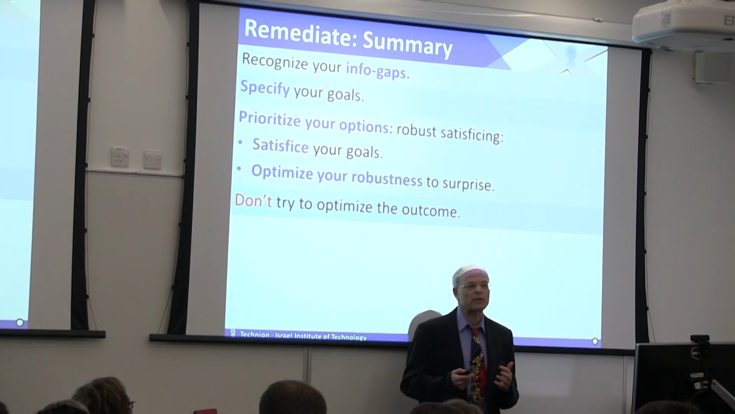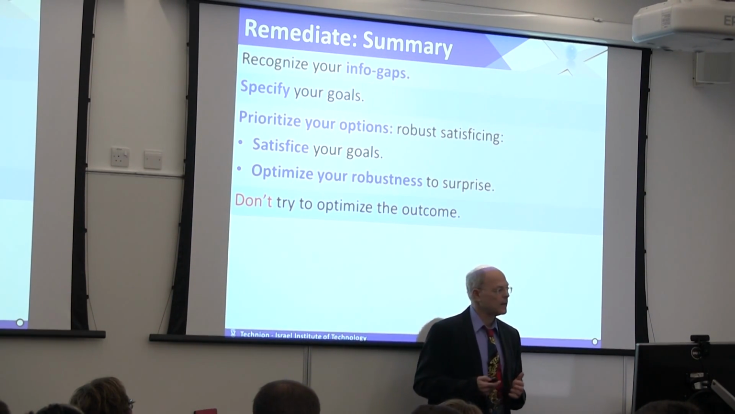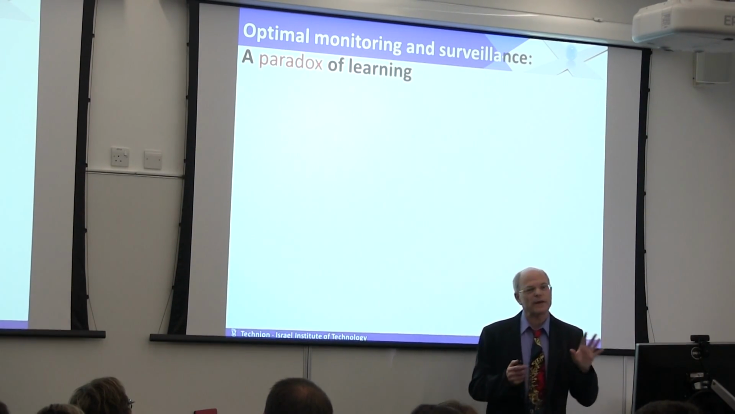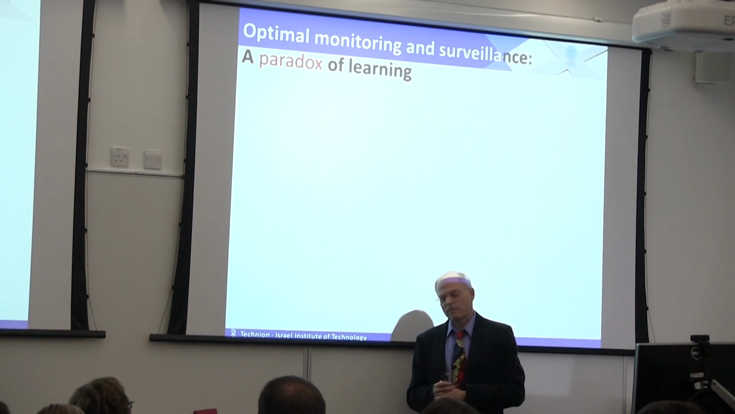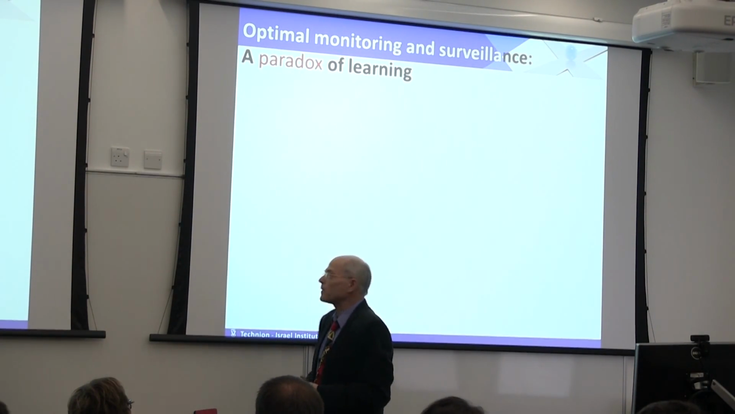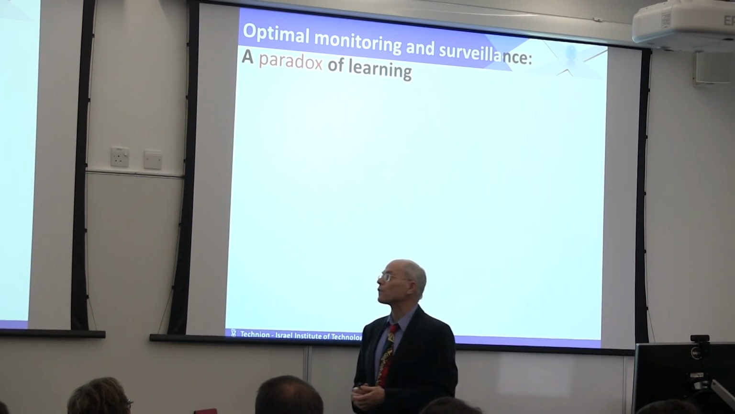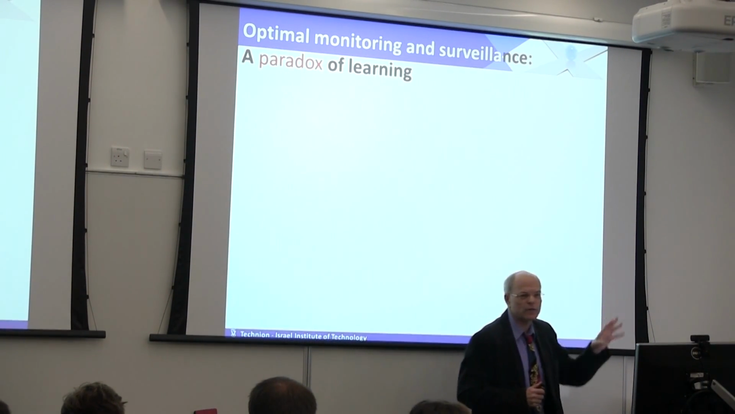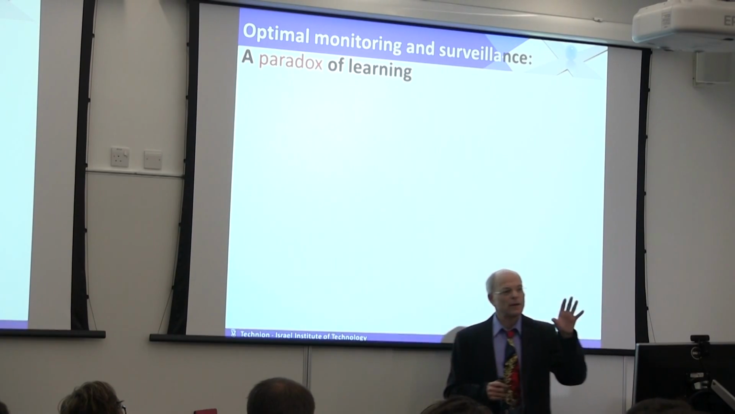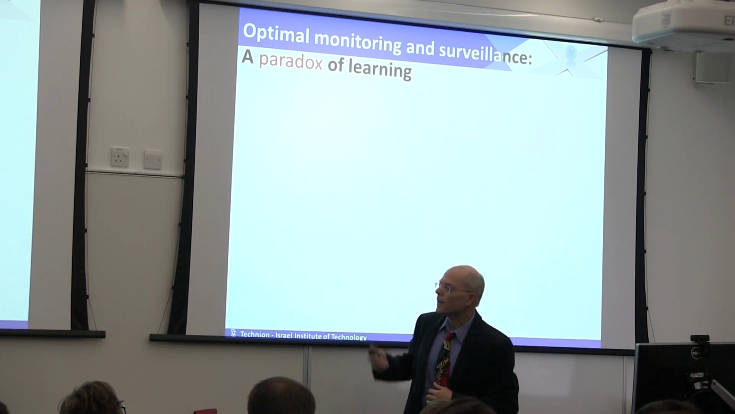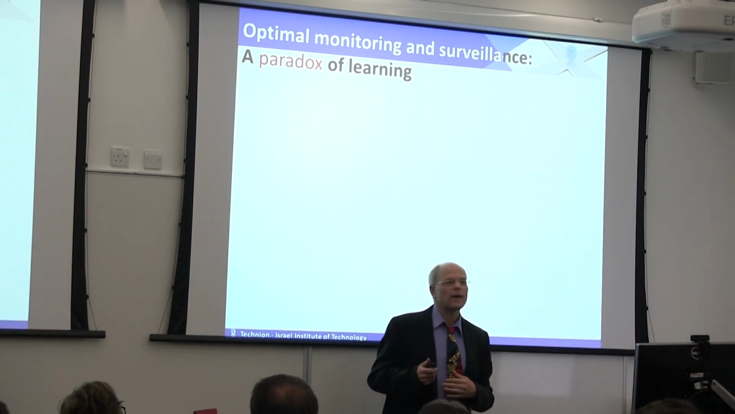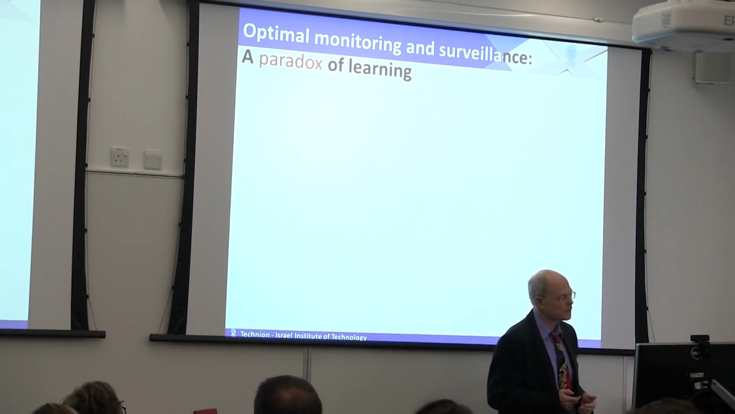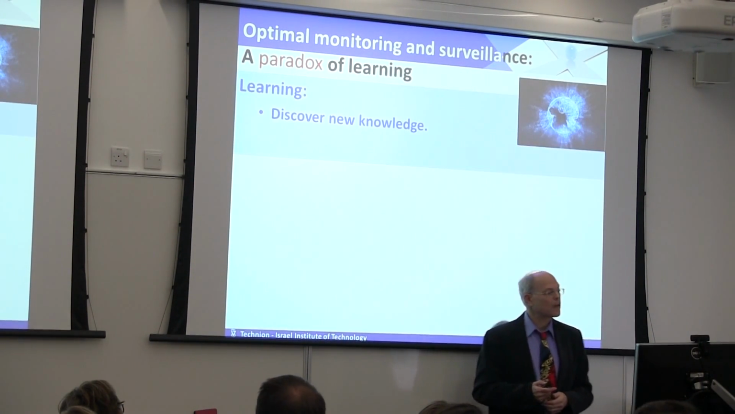And don't try and optimize your outcome. OK, that's one example. Let me very briefly run through a second example, whose title is optimal monitoring or surveillance, and emphasize a paradox. We had a paradox in the previous example. That was the innovation dilemma. There'll be a similar paradox here and a similar sort of resolution. So let me briefly explain that.